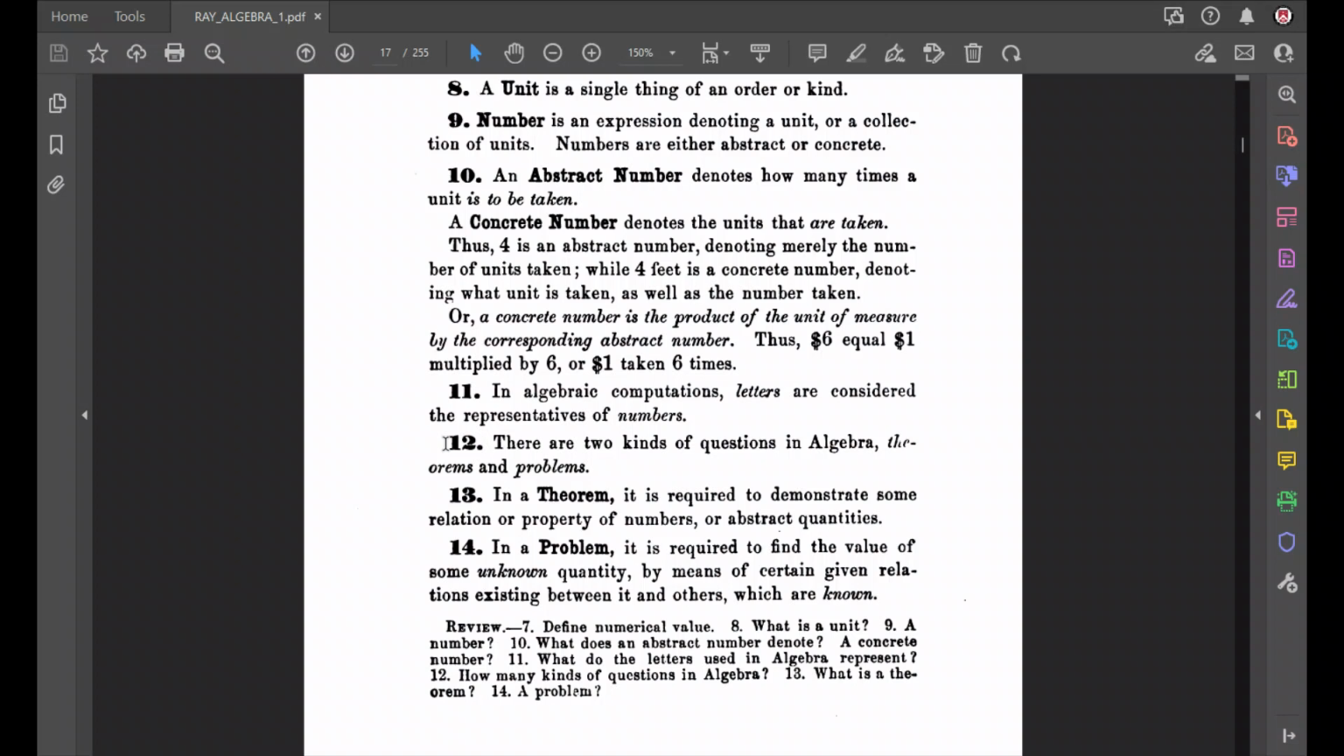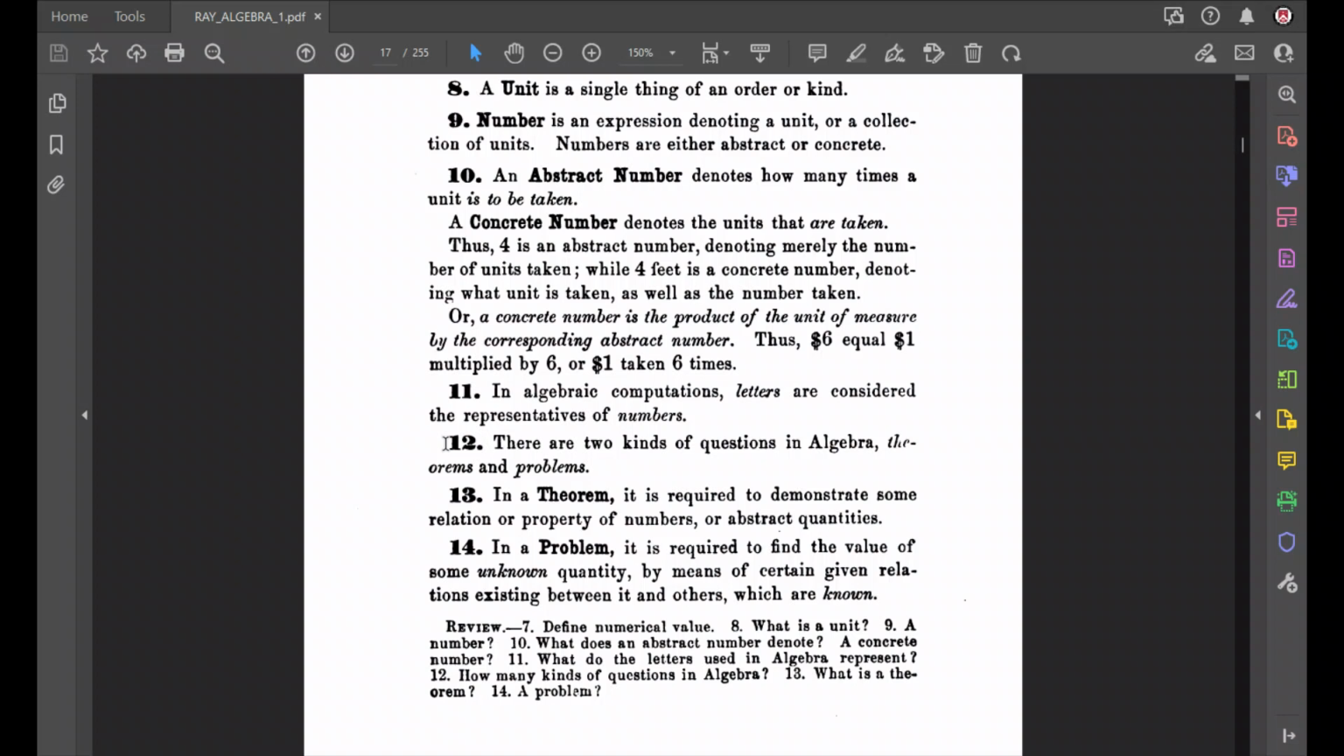We learned that there are two kinds of questions in algebra: theorems and problems. In a theorem, we're required to demonstrate a truth, to prove that something is true. In a problem, we're required to do something. We're required to find the value of some unknown quantity.